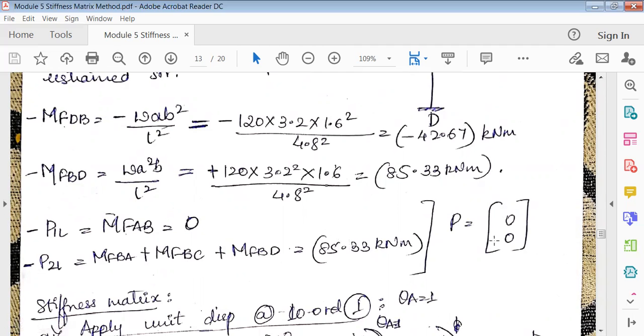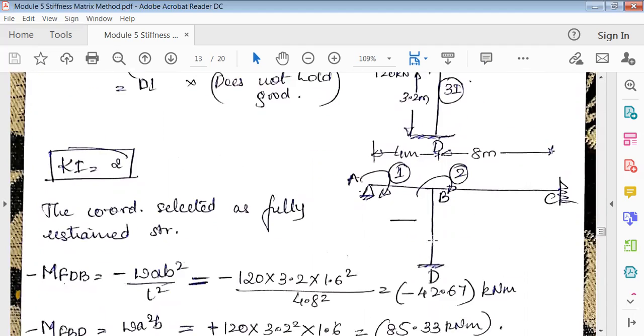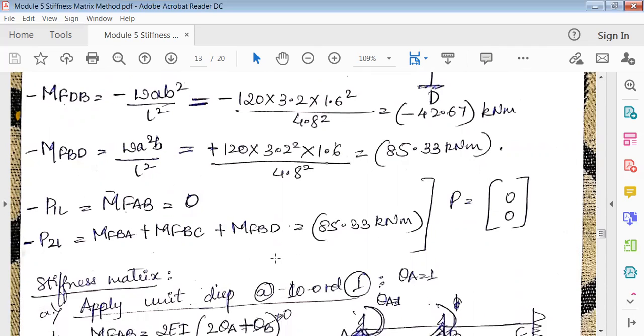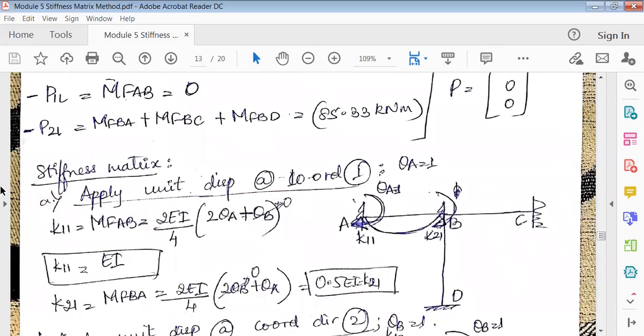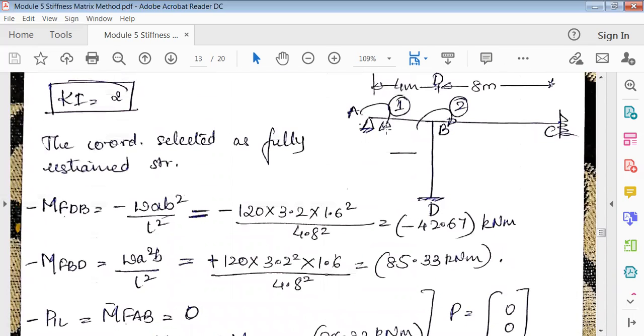Once you find this, then find P. P is nothing but the external movement. Nowhere in A, B, C, or D are there any movements or rotations at the end supports. Because there are no movements at the end supports, P would be 0 and 0 in the two different directions. Once you find P1L, P2L and P, next you have to find the stiffness matrix. Now we'll apply a unit displacement in coordinate direction 1, that is, theta equal to 1 radian in the first coordinate direction.